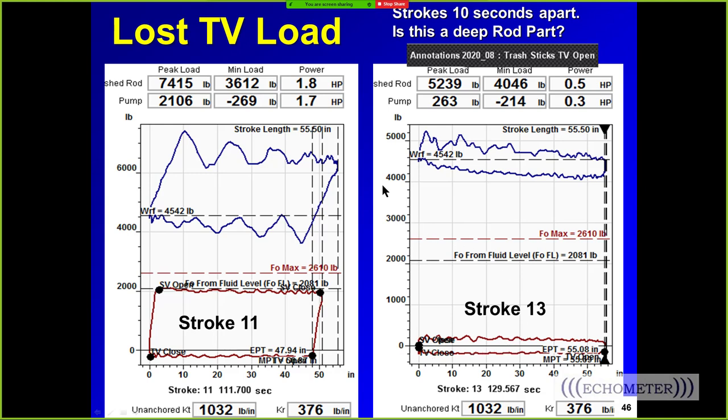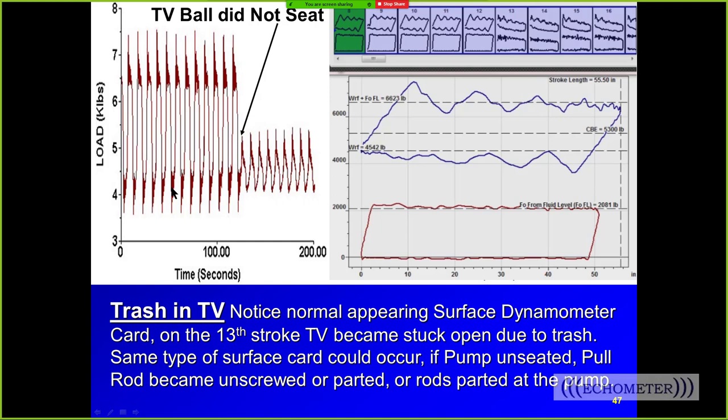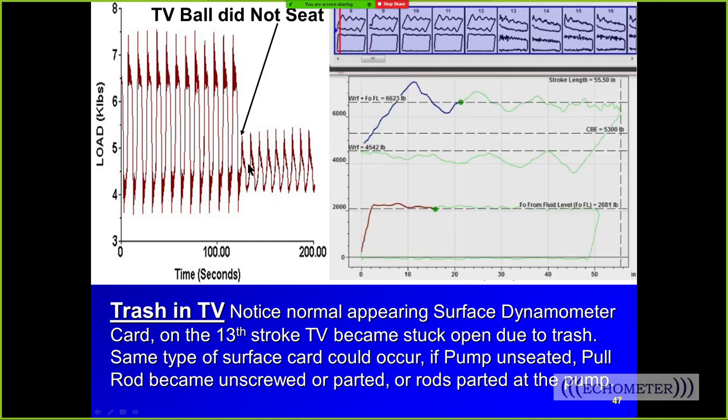And what happened at stroke number 12? Well, you can't tell. You don't know whether the rods parted or whether the traveling valve stuck open because you can't see stroke number 12. But if you look at the data versus time, then you can see right here on stroke number 12 that the traveling valve didn't seat and it didn't pick the loads up.